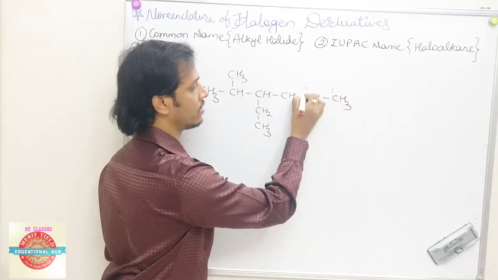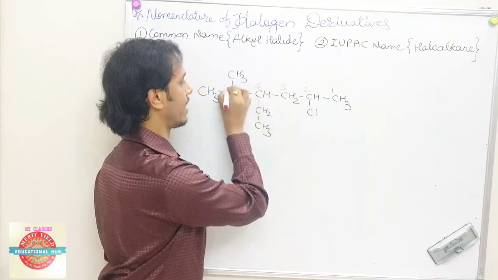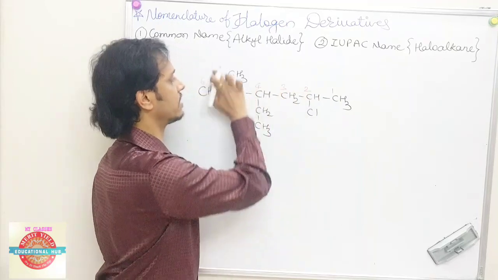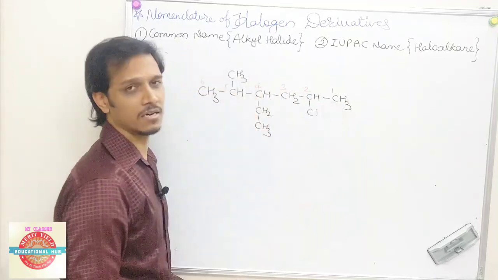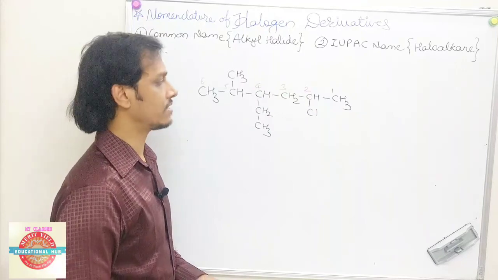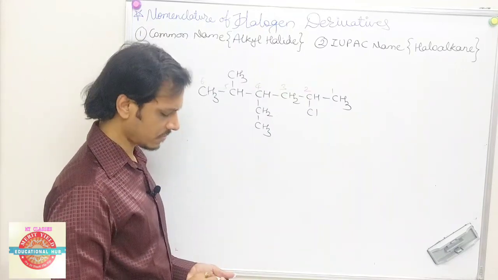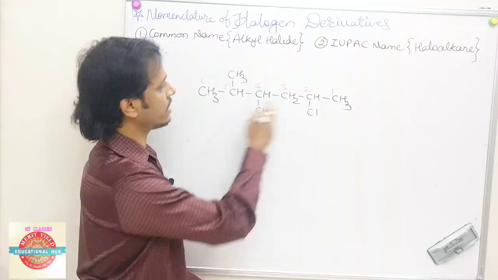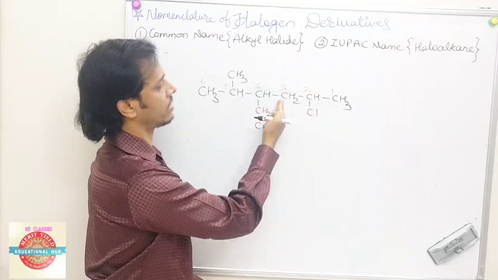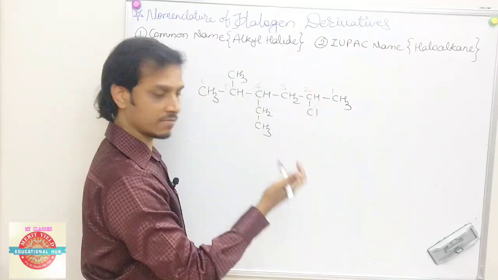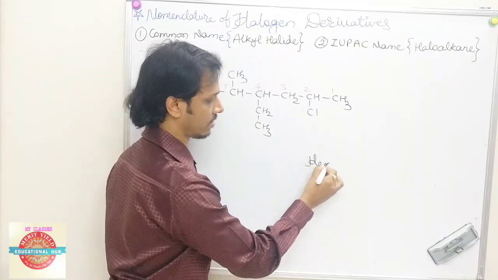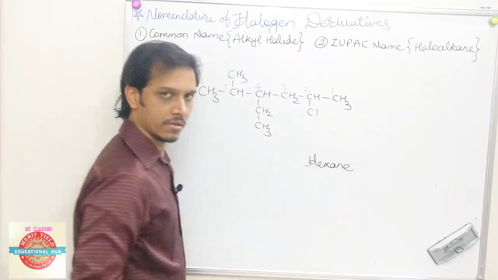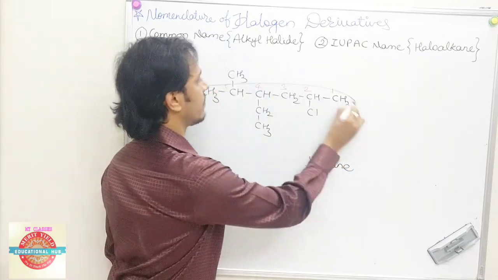But if I choose 1, 2, 3, 4, 5, 6, this is the first branch, this is another branch, and this is the same everywhere, as in the previous also. So here I'm choosing this straight chain. 1, 2, 3, 4, 5, 6. 6 means hexane. Okay, so this much part is covered now.